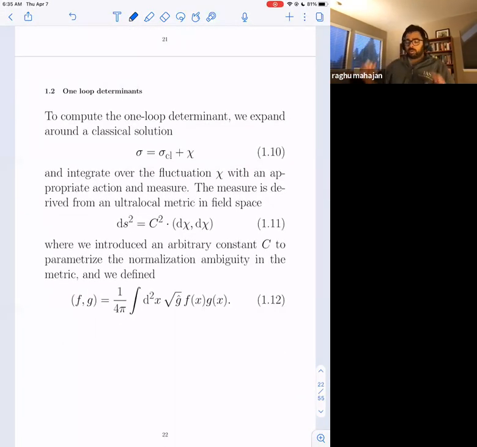Anyway, so now we come, okay, are there any questions about this before we go to step 2, which is computing the one loop determinants?